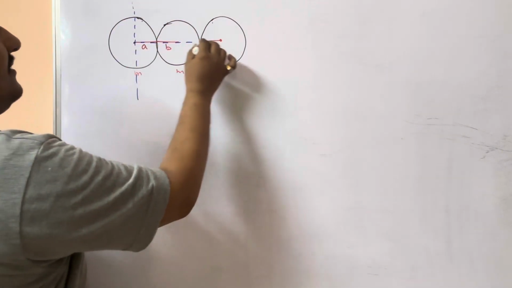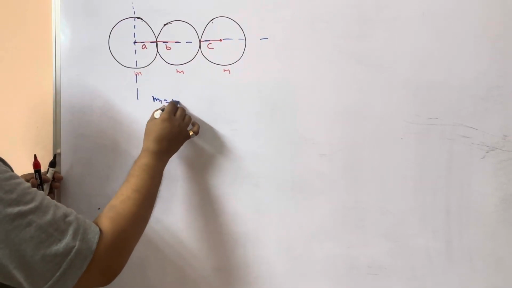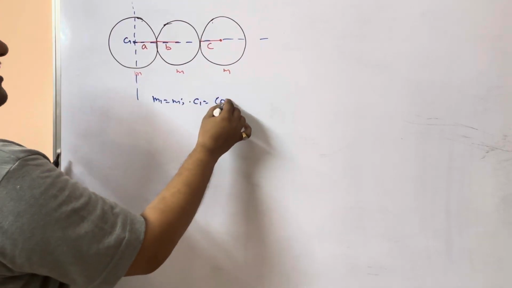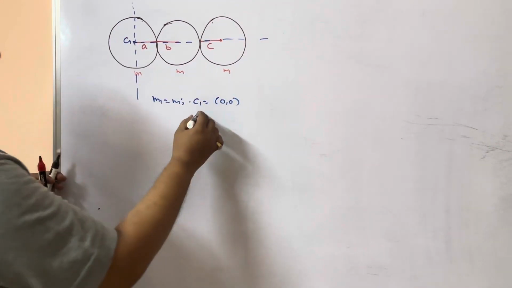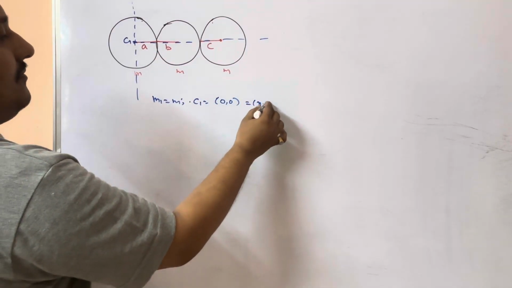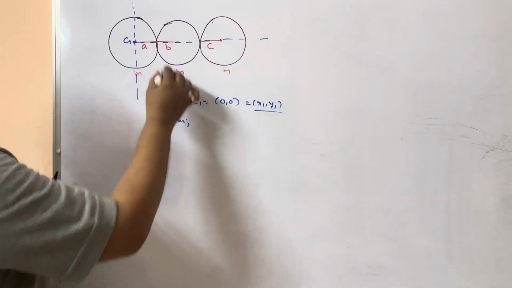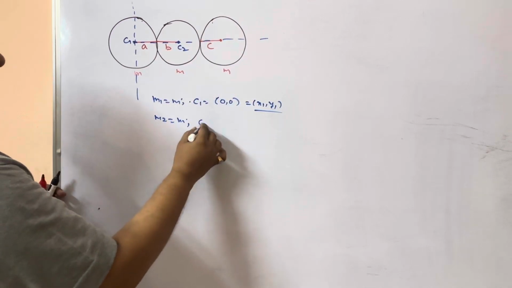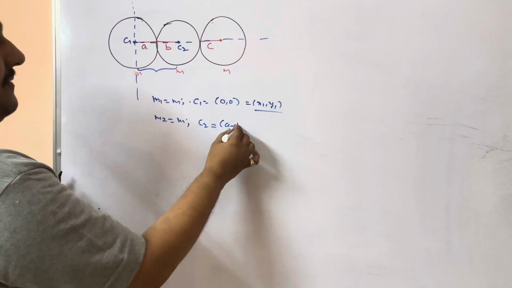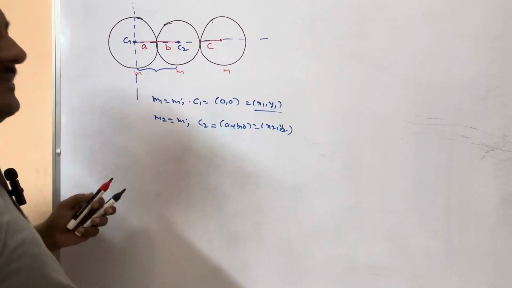Generally, we will take the origin at the first object. Now, for the first object, M1 is going to be M. C1, the center of mass, is at the origin, 0, 0. Otherwise, X1 is going to be 0. Next, M2 is equal to M. Now, where is C2? From C1 to C2 is A plus B. So A plus B comma 0. This is x2 comma y2, because along the x-axis all y's will become 0.